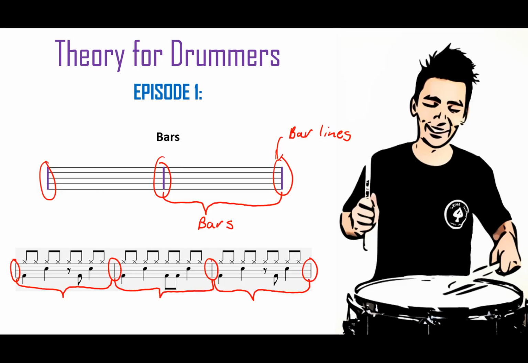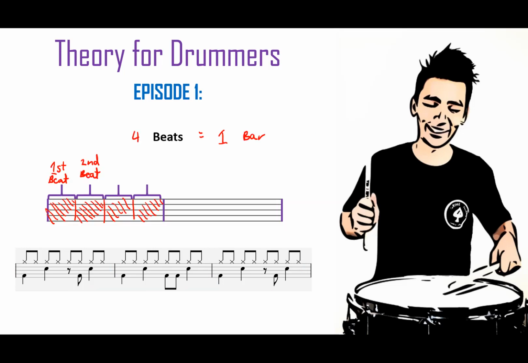see that the first quarter of the bar, that's where the notation for the first beat exists. The second quarter is where the notation for the second beat exists. The third quarter is where the notation for the third beat exists. And the 4th quarter is where the notation for the 4th beat exists.